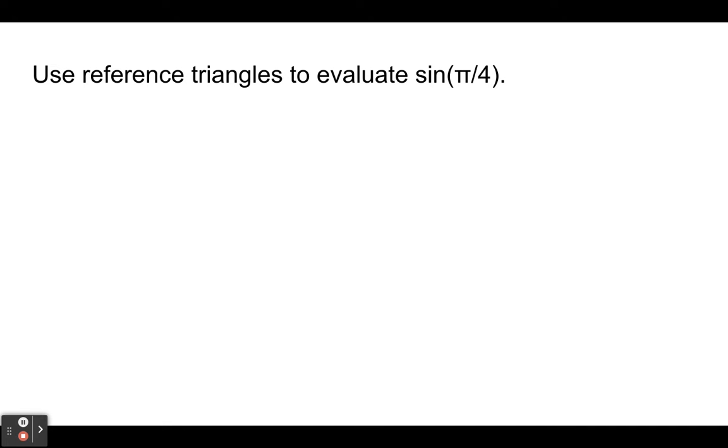All right, so now let's go back to our old stuff. Let's use reference triangles to evaluate, but now instead of sine of a degree angle, let's do sine of a radian. Well, since we've done degrees, why don't we just take our pi fourths and change it to degrees? I'm sorry, I said change it to radians. It is a radian, let's change it to degrees.